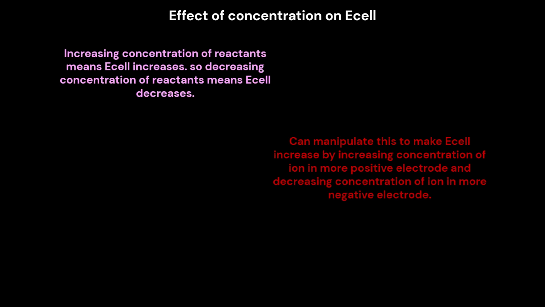Effect of concentration on Ecell. Increasing the concentration of reactants means Ecell increases. So decreasing the concentration of reactants means Ecell decreases. You can manipulate this to make Ecell increase by increasing the concentration of ion in the more positive electrode and decreasing the concentration of ion in the more negative electrode.